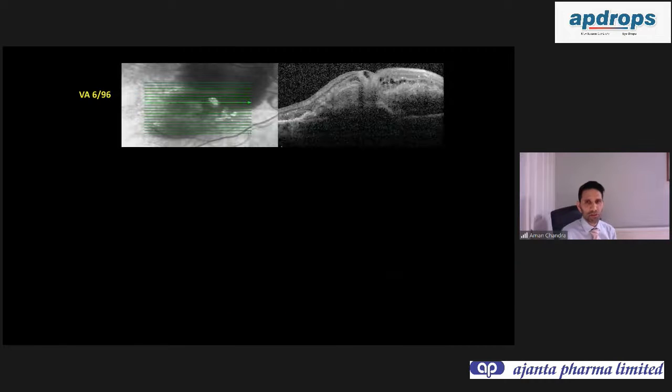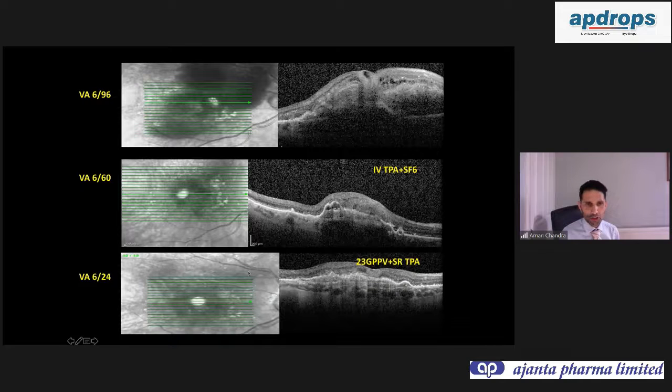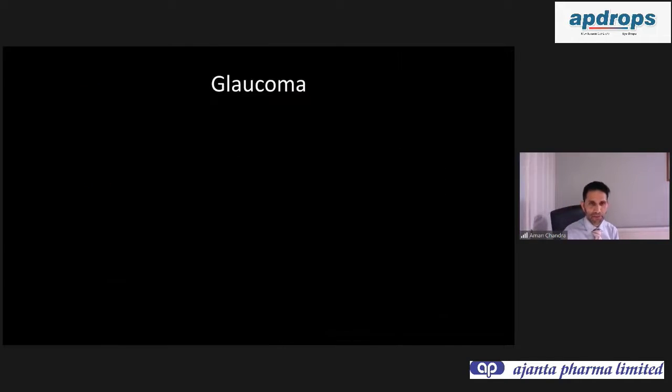And then you can monitor these patients with OCT. So this is preoperatively with vision of 6/96. This is after injection of gas just into the eye, the vision improved. And then this is subsequently after vitrectomy. And you can see the macular anatomy has markedly improved. And you must have OCTs to really follow this kind of patient. So that was surgical macular diseases and some cataracts.